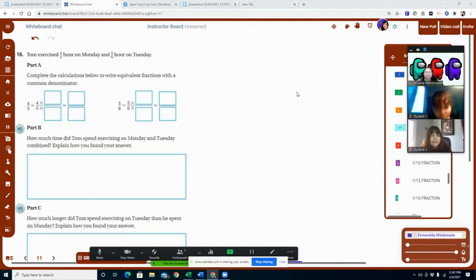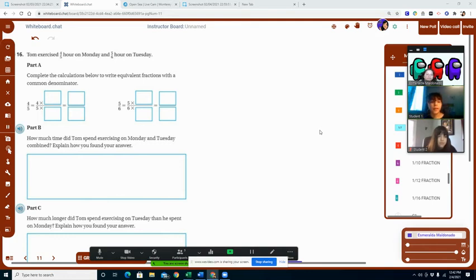All right, and this is question number 16. A long one too, kind of. So Tom exercised. Oh wait, who can read it for me? Student number 1 can. Go ahead. I'll read it. Is it number 16? Yes. Okay. Tom exercised 4/5 hour on Monday and 5/6 hour on Tuesday.